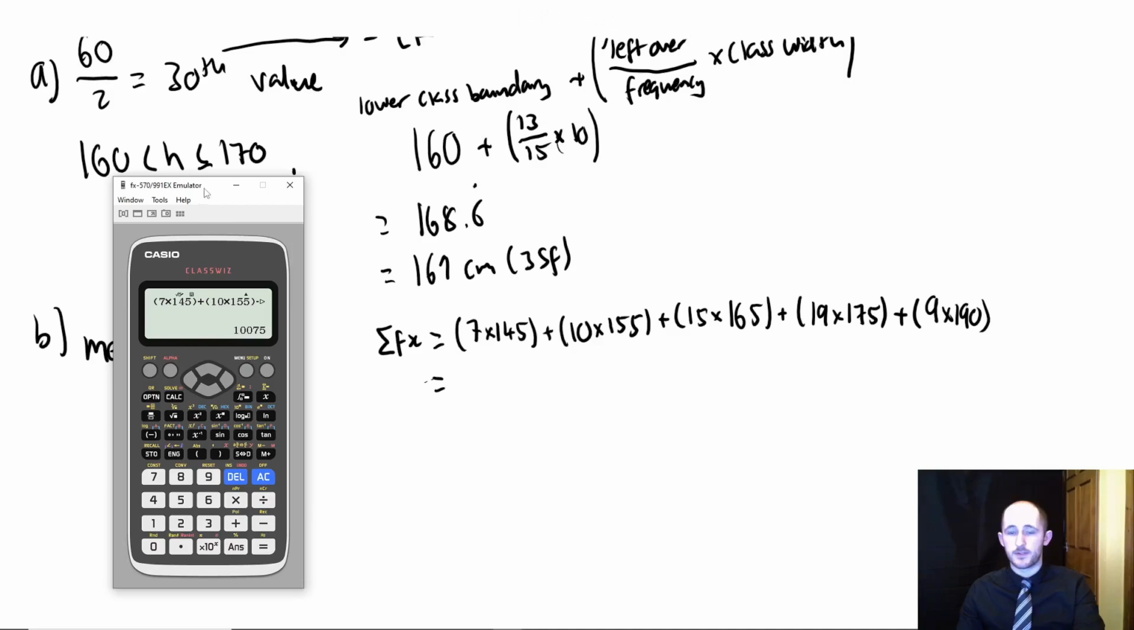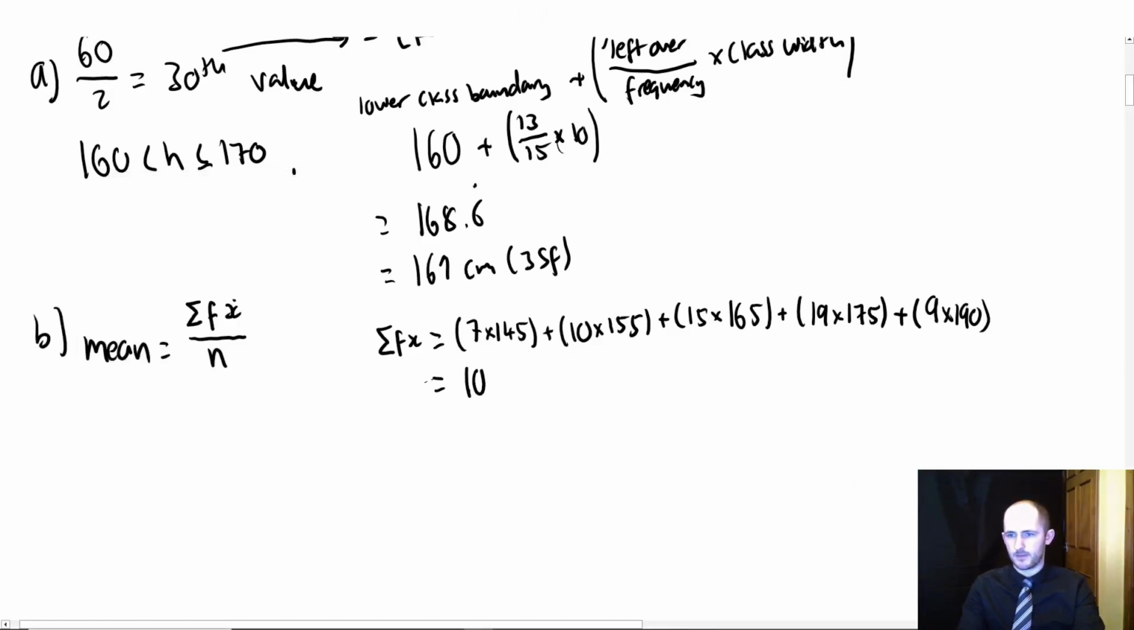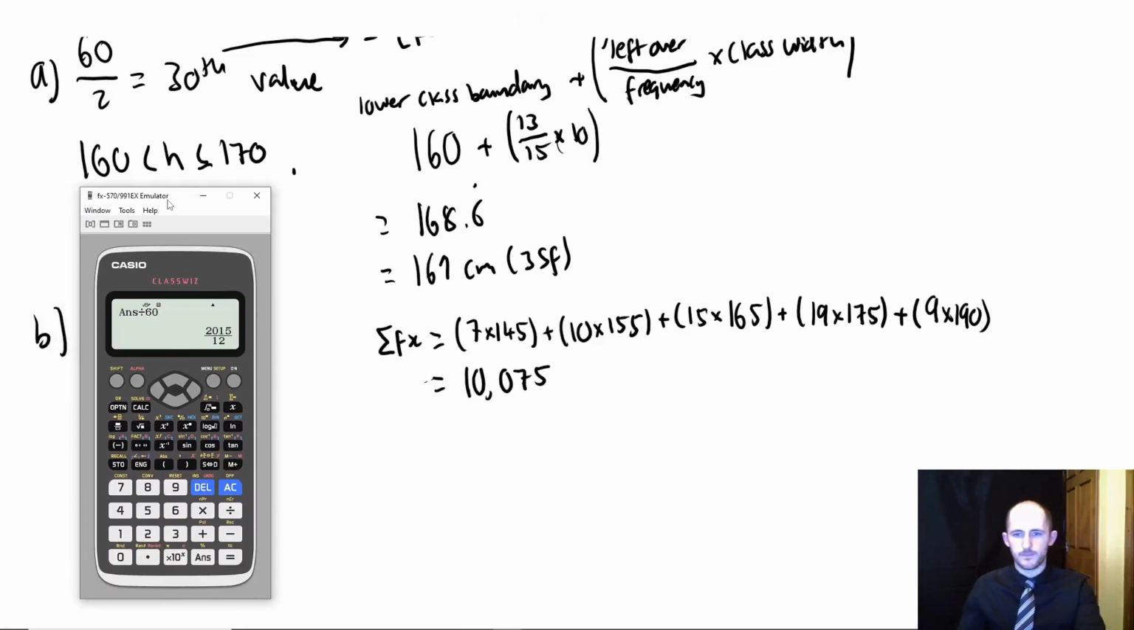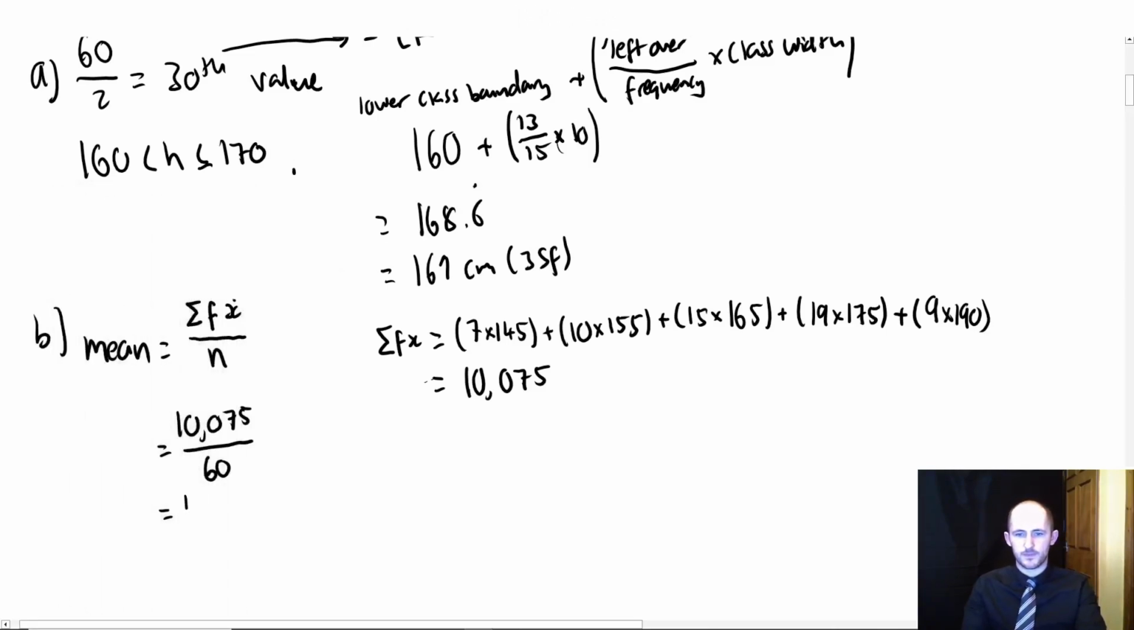And that gives me 10,075. I can read, I promise. So then my mean is just going to be 10,075 over 60. Again, answer. So let's call it 168 to 3 significant figures. So I'll write out the full, not the full number, which is equal to 168 centimeters to 3 sig fig. Perfect. Again, if someone starts telling you their height and starts giving you like 3 decimal answers, then you should run away.